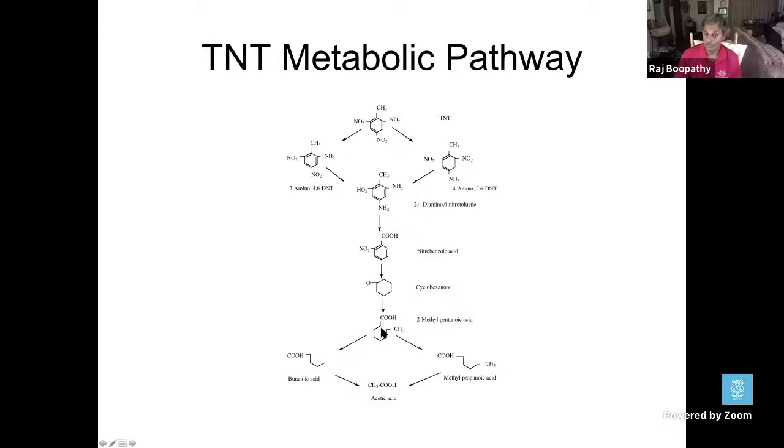Once you have fatty acid, then beta oxidation pathway, 2 carbons at a time chopped and converted to acetyl-CoA that goes to Krebs cycle. And then all the way, everything is converted to acetic acid. So you have pentanoic to butyric, propionic, and acetic acid. So this is the end product from harmful TNT to harmless acetic acid. Acetic acid could be used by aerobic bacteria as a carbon source, right? So this is what's happening anaerobically in that soil.